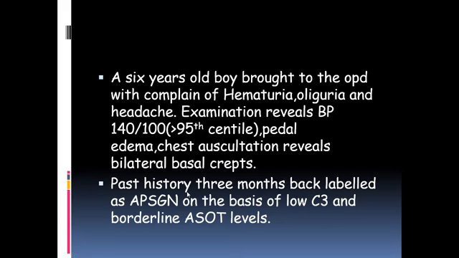So coming to another entity which can give rise to an acute glomerulonephritis-like picture, and the patient can come to your OPD. This is a scenario of a 6-year-old boy who was brought to the OPD with features of nephritic syndrome: hypertension, oliguria, and facial puffiness. Past history was that 3 months back he was labeled as acute post-streptococcal glomerulonephritis on the basis of low complements and borderline ASOT levels.